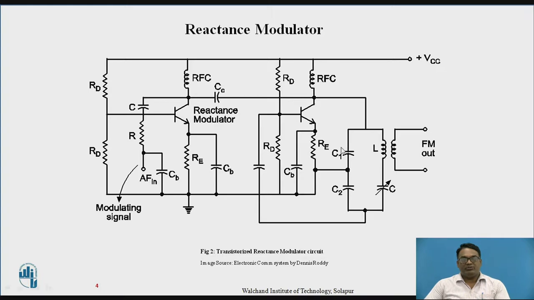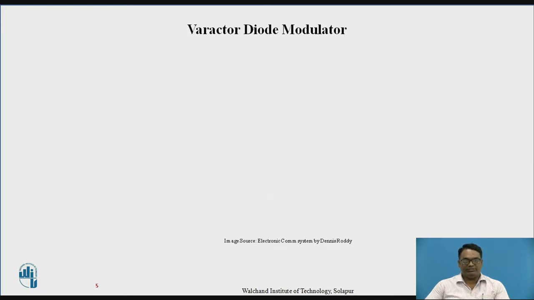and the output is generally given to the LC tank circuit, where C1 and C2 and a variable capacitor are used. This generally provides a tuning circuit at which the output is taken, that is, the FM generated output is taken across the secondary windings. The capacitors C and C1 and C2 are tuned to a particular frequency at which we want the particular output. Here this circuit is majorly used in communication applications.